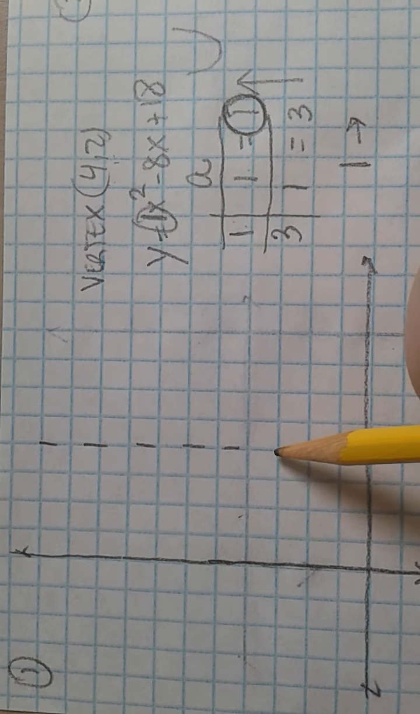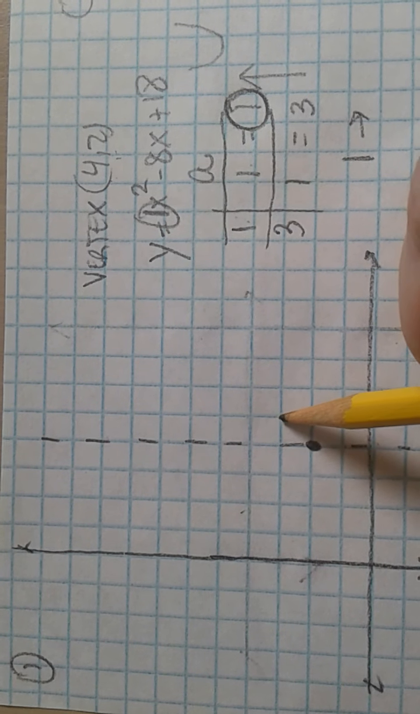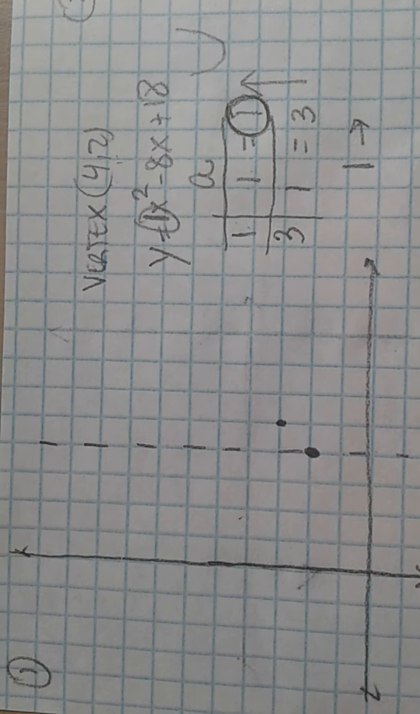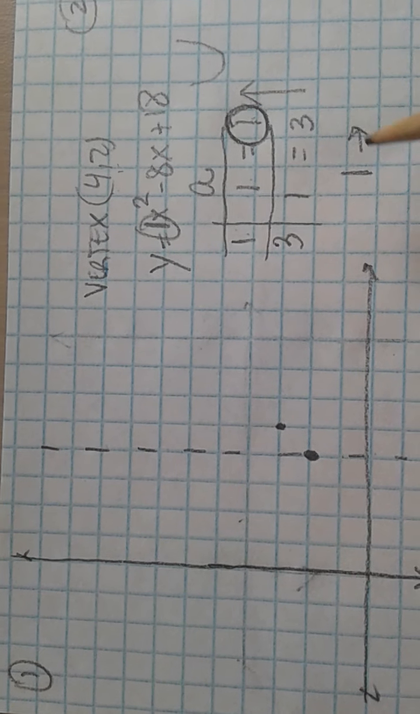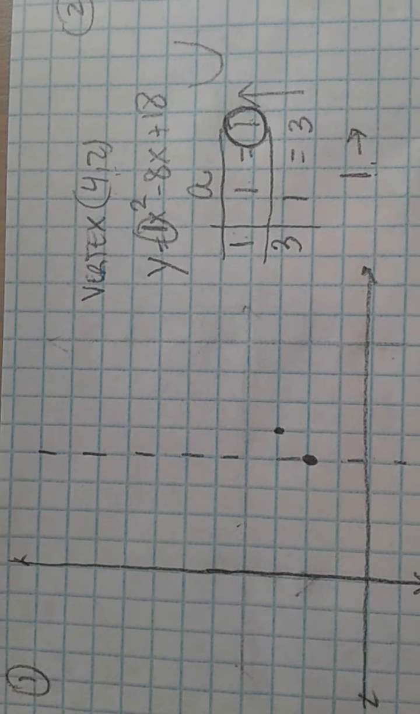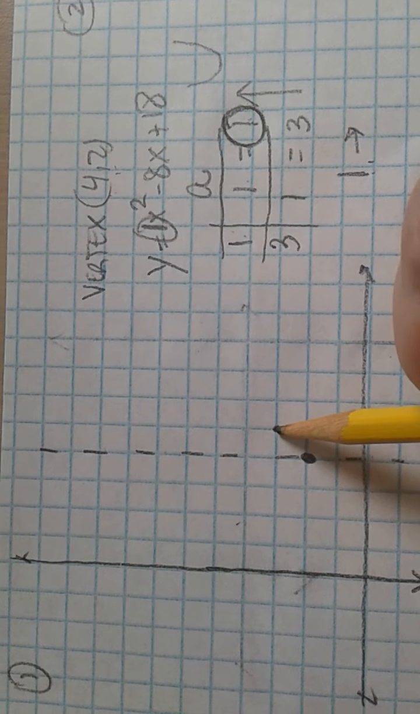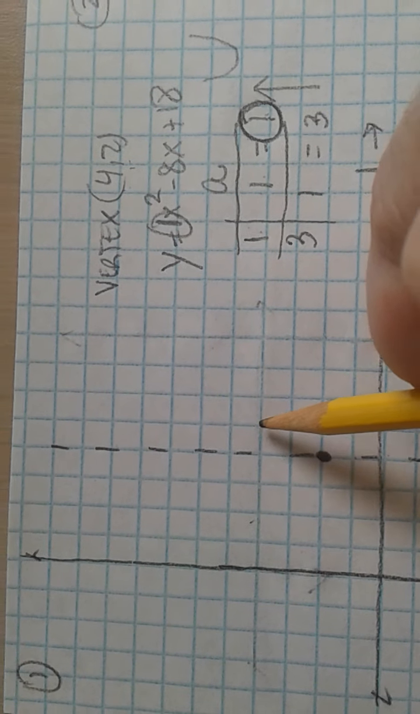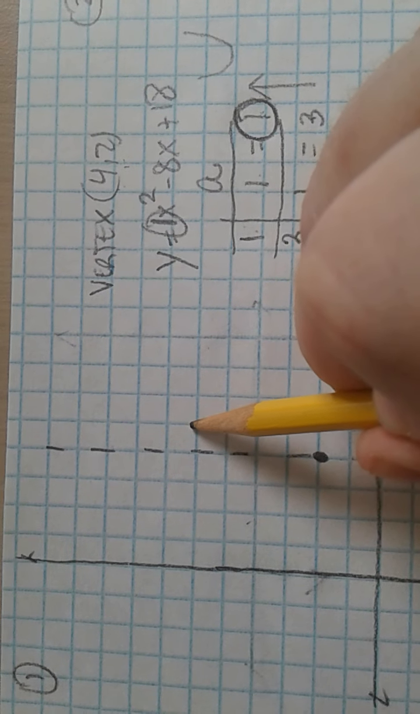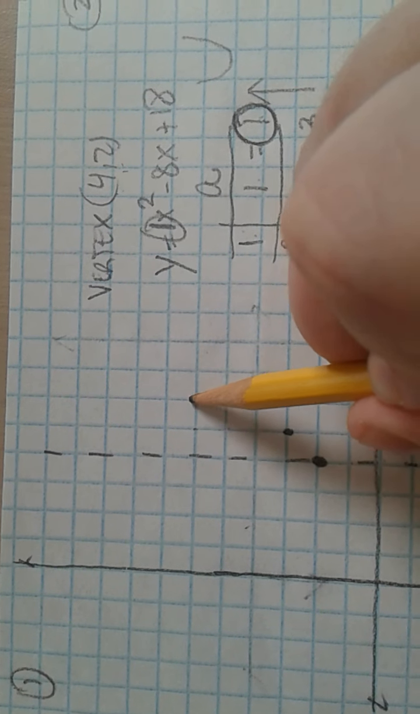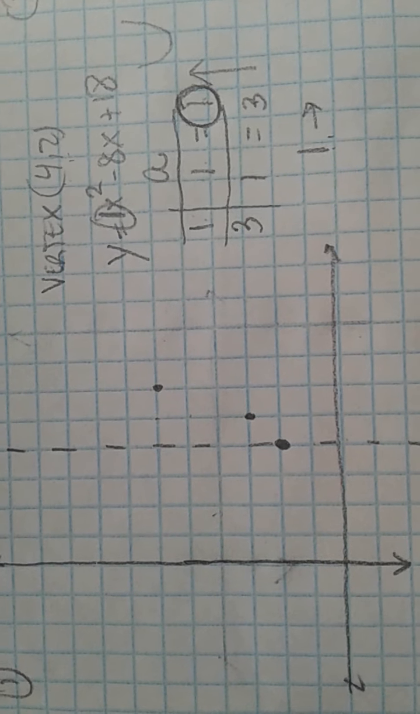So from here, I'm going to go up 1, 1 to the right. Okay, so up 1, 1 to the right. It's always 1 to the right. Now, from this point, I'm going to go up 3. 1, 2, 3. Always 1 to the right. So now I've got those 3 points.